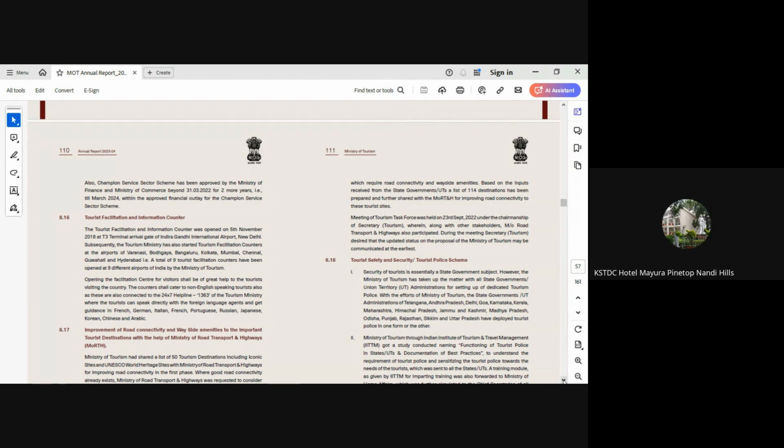Like in Karnataka also, we have a tourist police. We call them Pravasi Mitra. In each district, we have more than 40 members. They report directly to the assistant directors of the tourism department in each district. They are placed in tourist places, and they also provide guiding services.